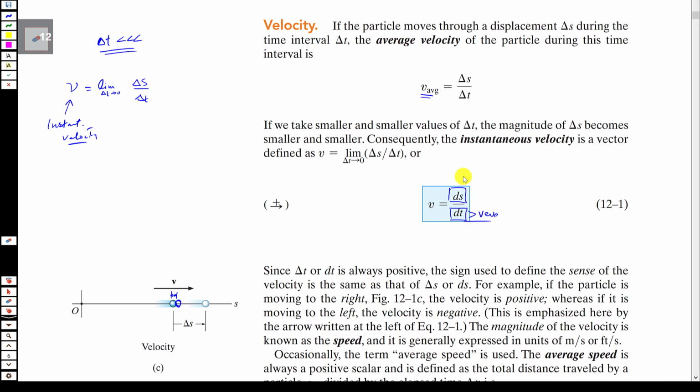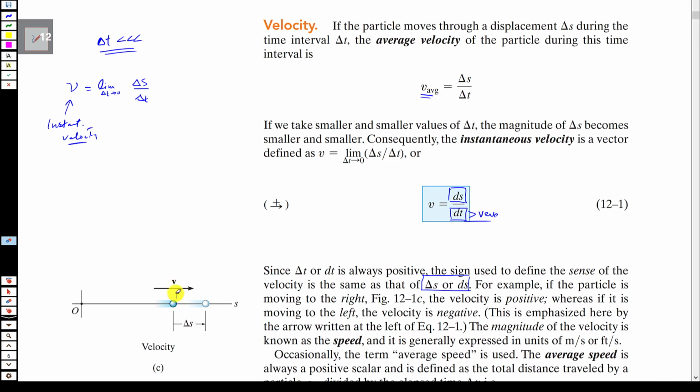This means that the direction of the velocity will be the direction of the displacement. The sign used to define the sense of the velocity is the same as that of delta s or ds. So if the change in position is positive, the velocity will be positive, and if the displacement is negative, the velocity will be negative.